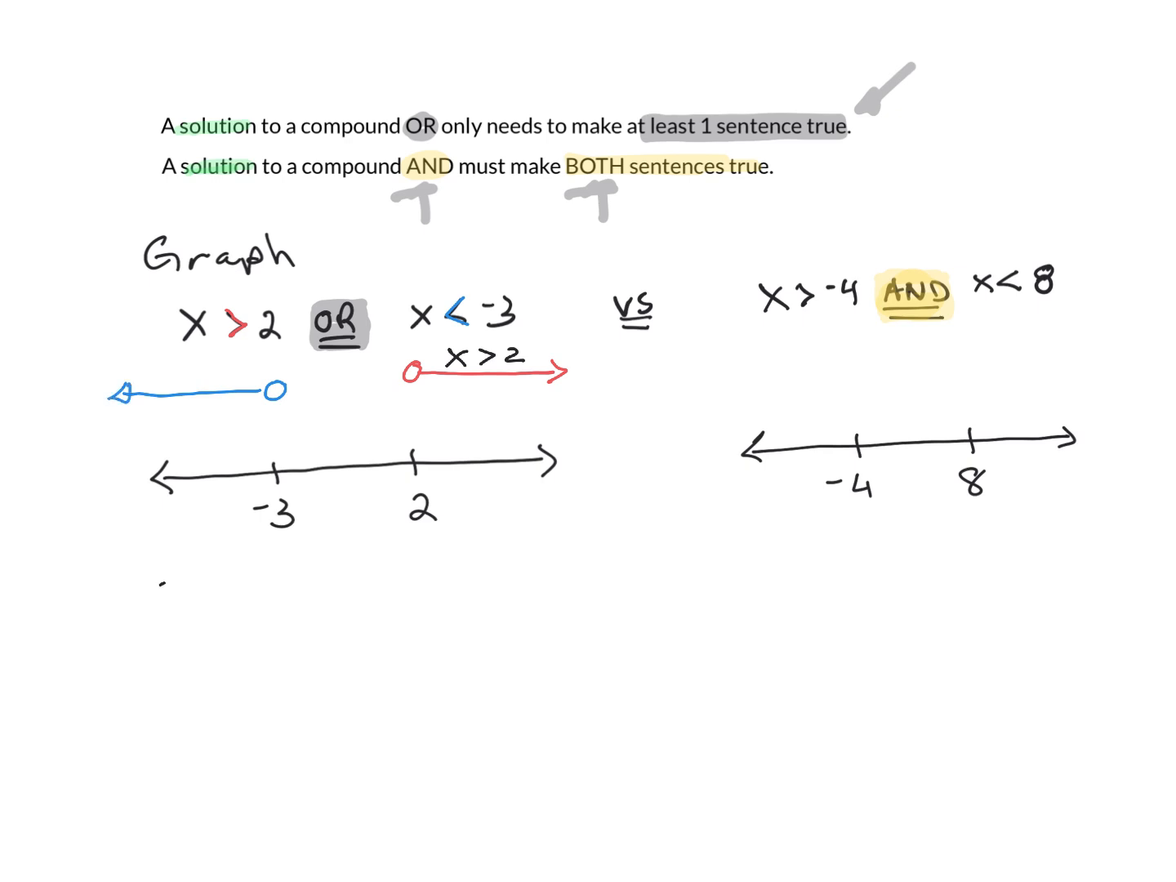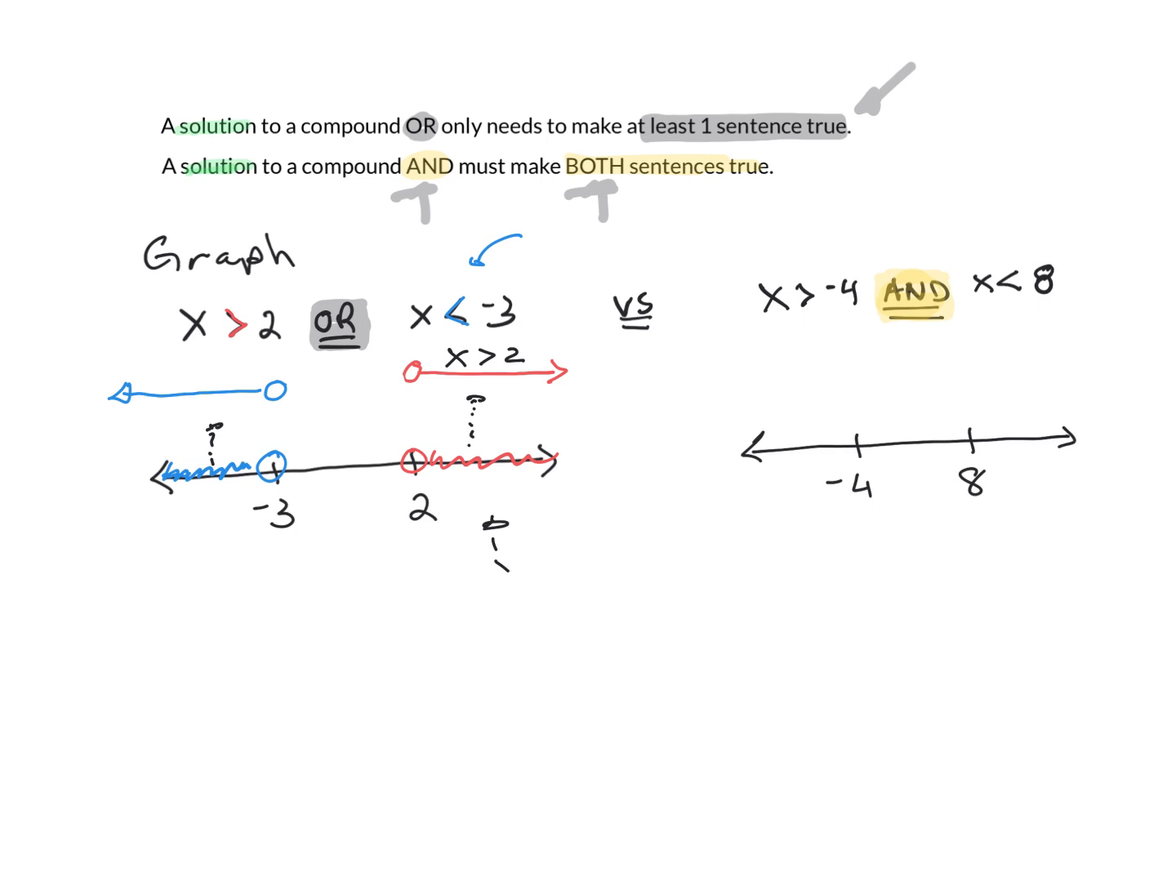If you look at this first interval to the left of -3, notice that above it is blue. So that means that all of these numbers will make the second one true. It may not make the first one true, but it makes the second one true. And if you look at the interval in between, notice that there is no color above that interval, so there's nothing that will make that one true. And then if you look at the third interval to the right of 2, you notice that it has red. So that means all of those are solutions.